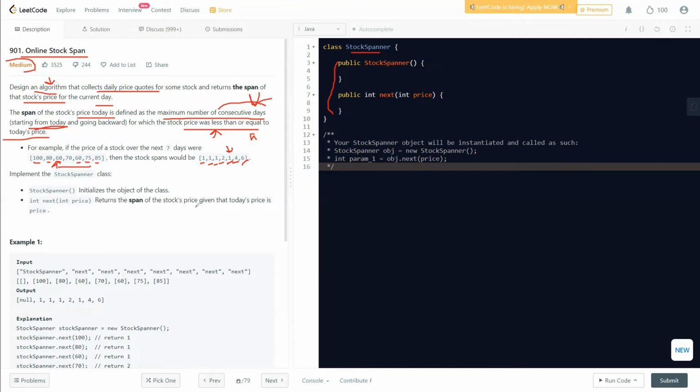Fine. Now, what we need to do is implement the StockSpanner class, where StockSpanner is the constructor of the class given to us, and it should initialize our object. And then there's this int next function, the second function given to us. This function takes a parameter price, which is today's price, and returns the span of the stock price. So we need to return the stock span of the price.